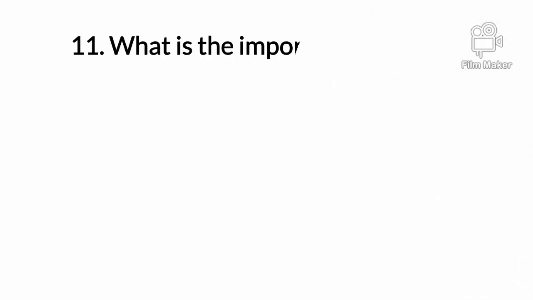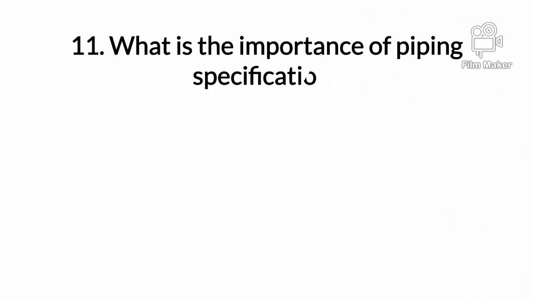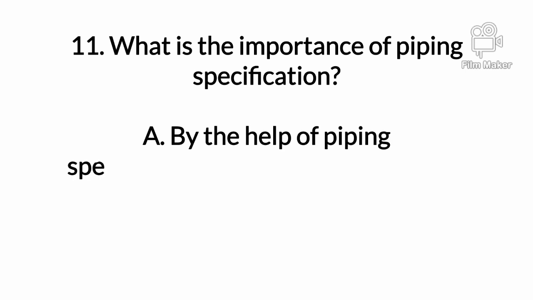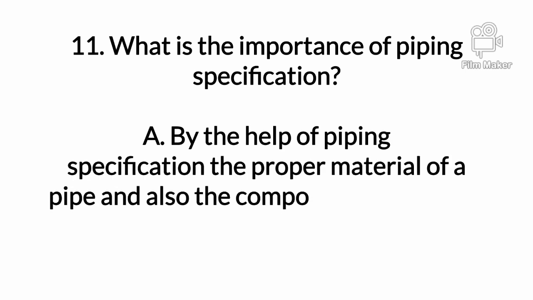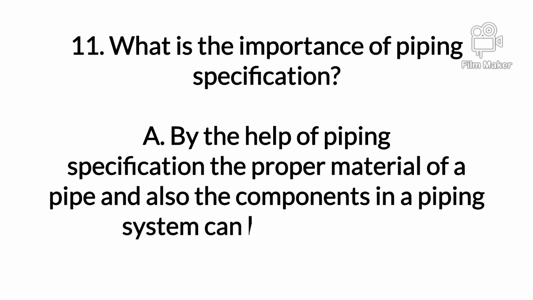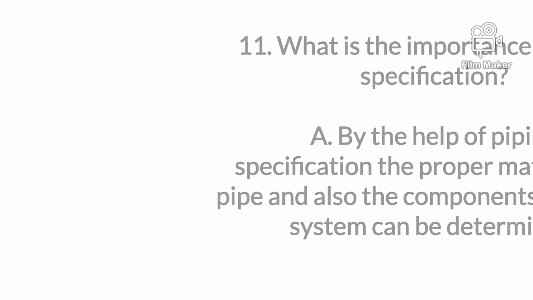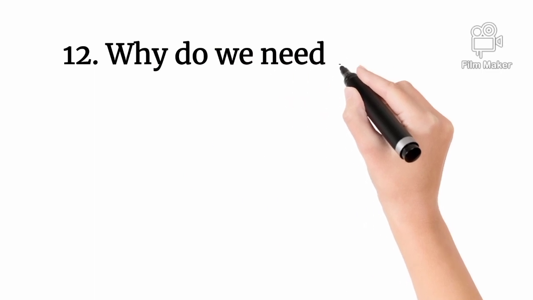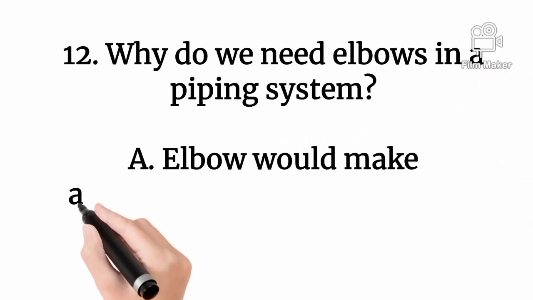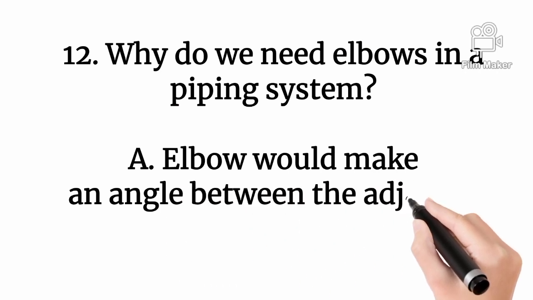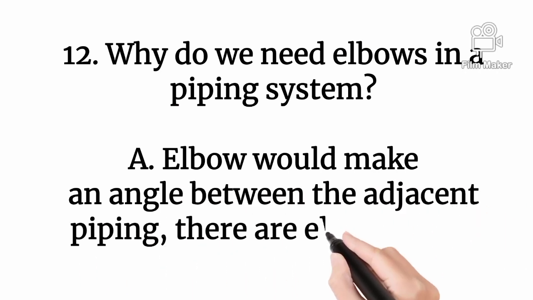11. What is the importance of piping specification? A. By the help of piping specification, the proper material of a pipe and also the components in a piping system can be determined. 12. Why do we need elbows in a piping system? A. Elbows make an angle between the adjacent piping. There are elbows of 90 degrees and 45 degrees.